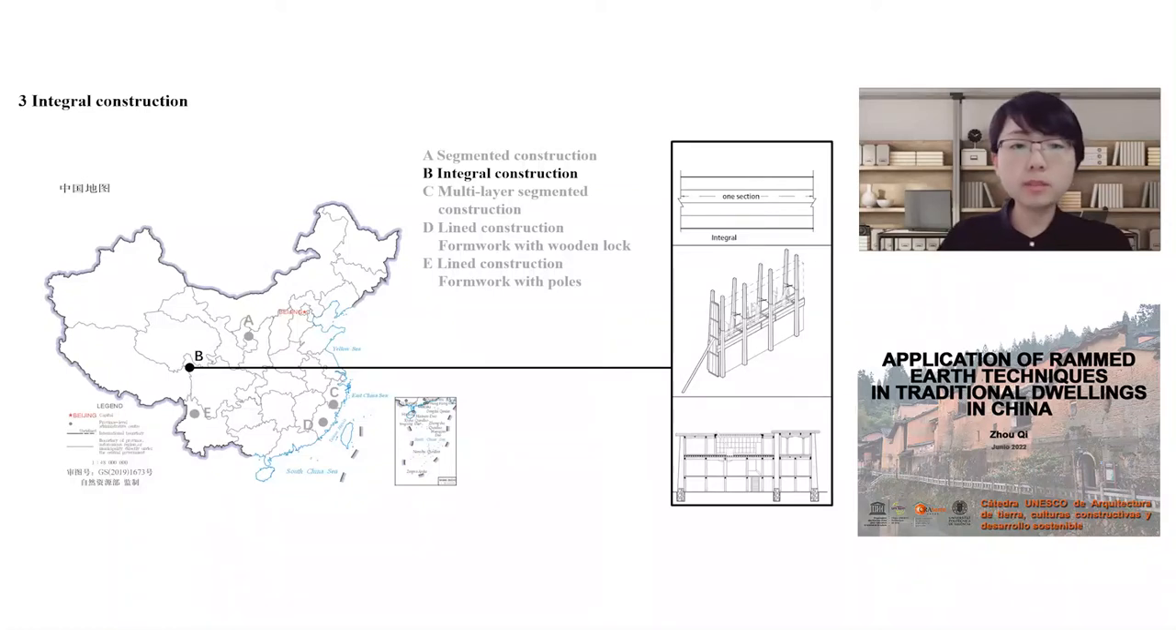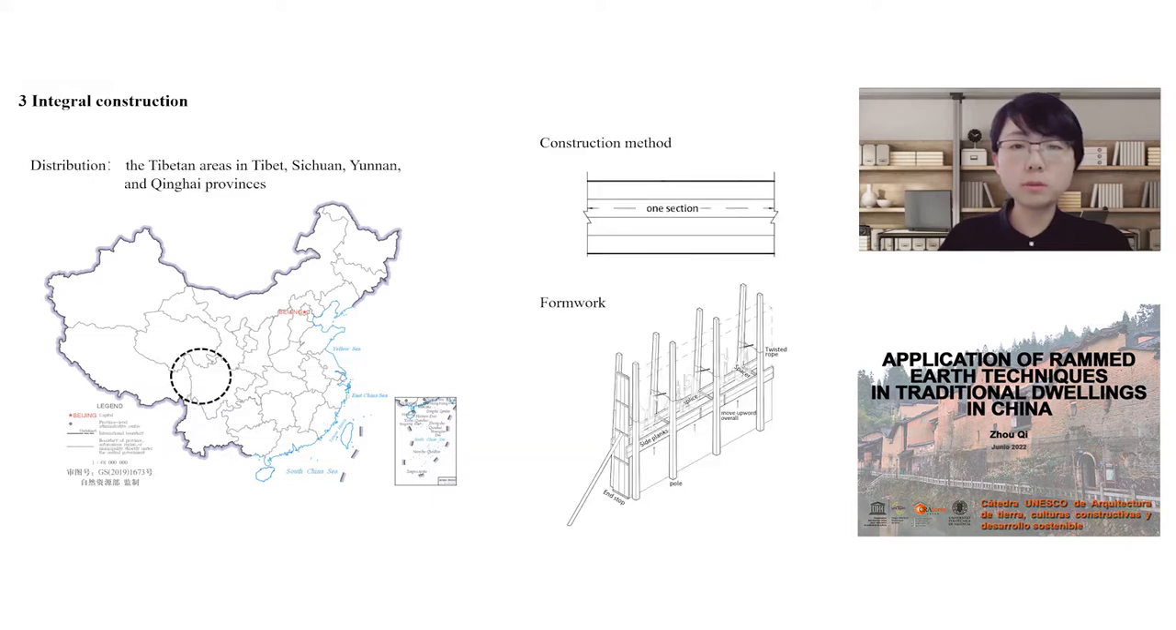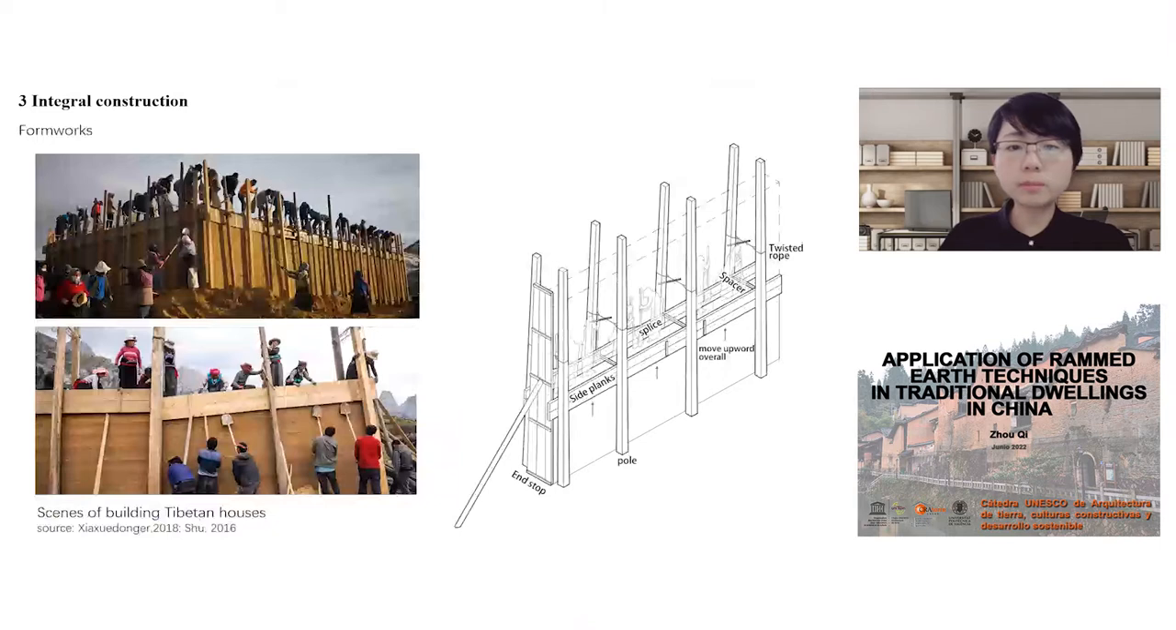The next one is integral construction. The length of one segment is extended to the overall length of the wall. This method is mainly distributed in the Tibetan area. The composition of its formwork is similar to that of the rafter method, except for the splicing side planks, and the whole formwork is more refined.